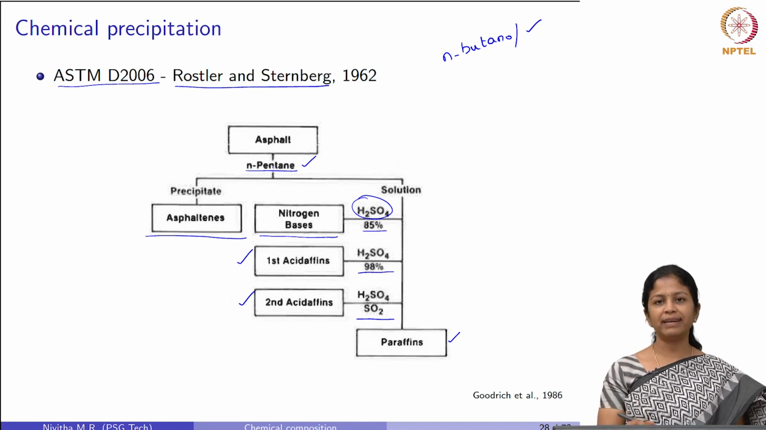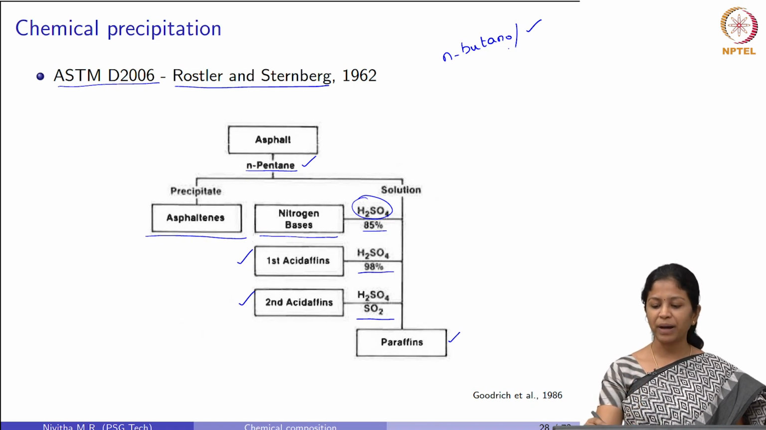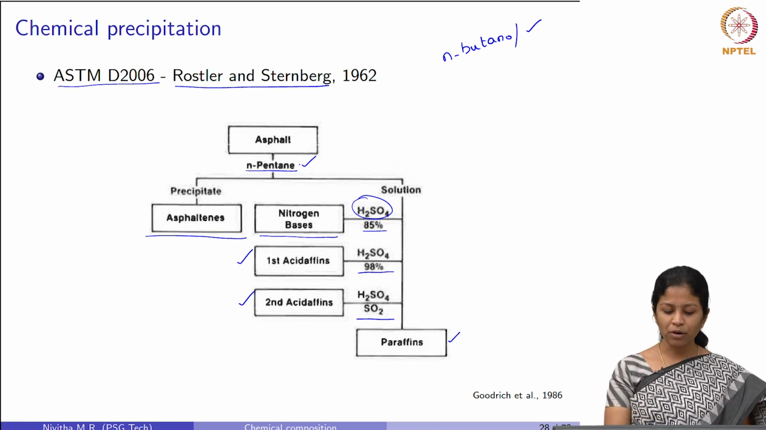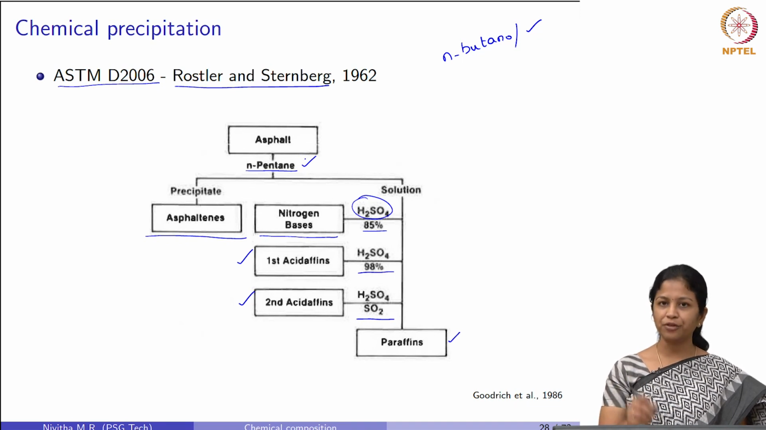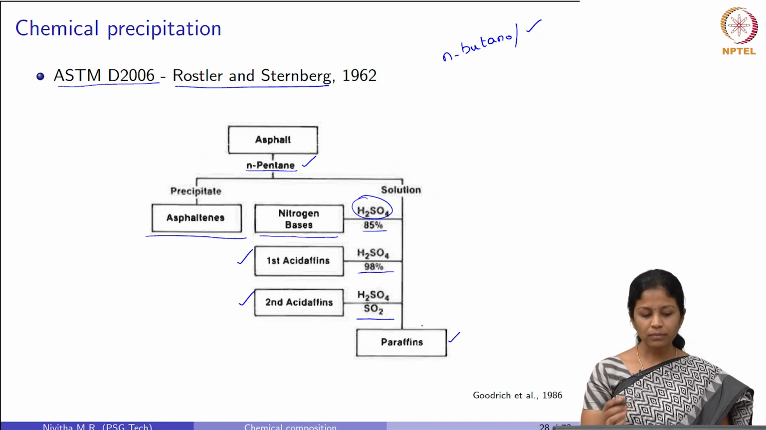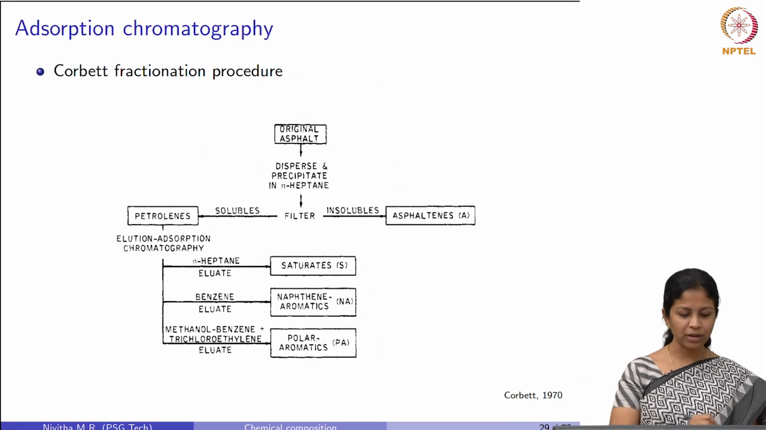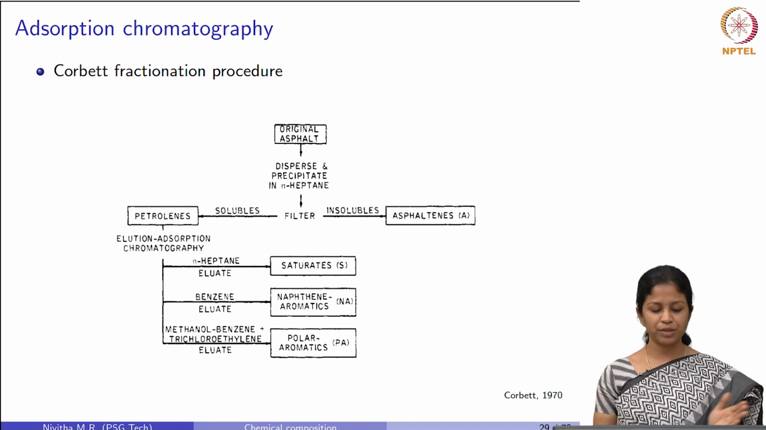So, this N-pentane can dissolve a larger fraction of the insoluble material compared to N-butanol. So, the amount of asphaltene fraction that we are getting here and its properties are different in this procedure compared to the previous procedure. Next we have another procedure which was proposed by Corbett. It is called the Corbett fractionation procedure.